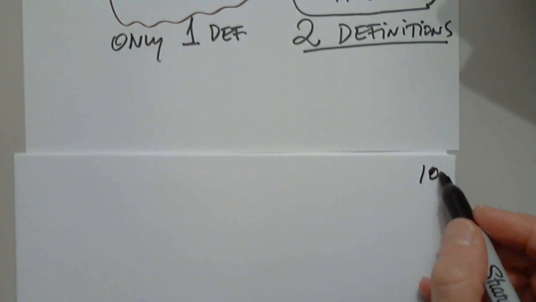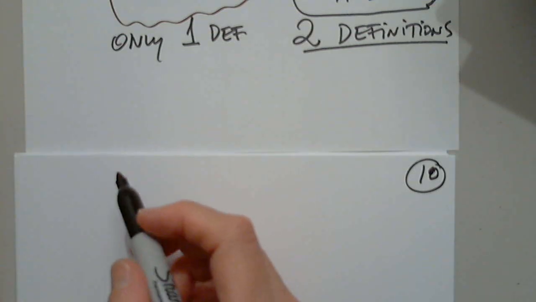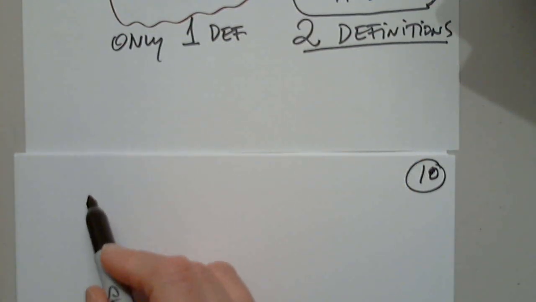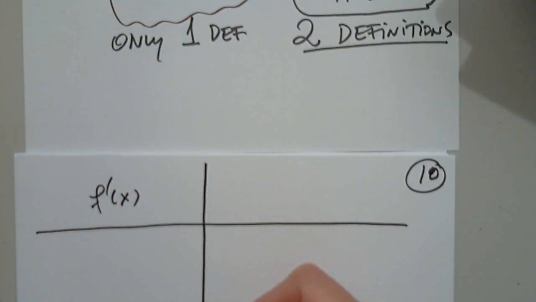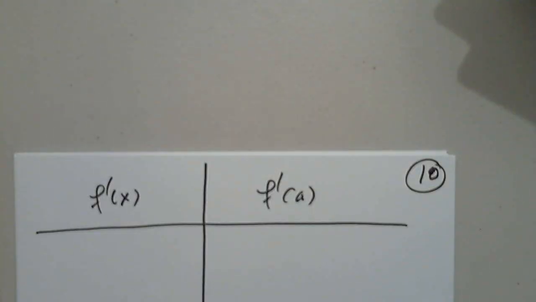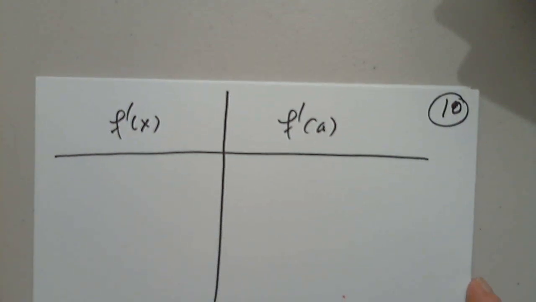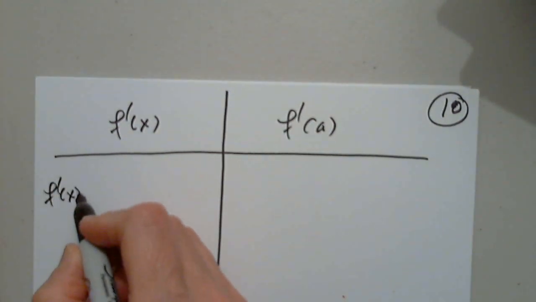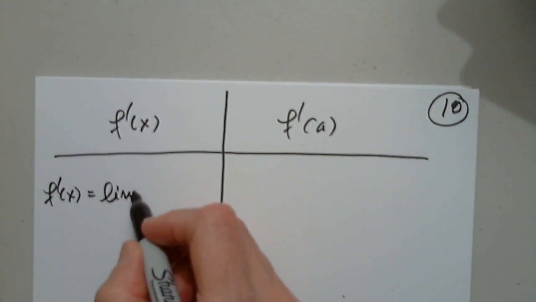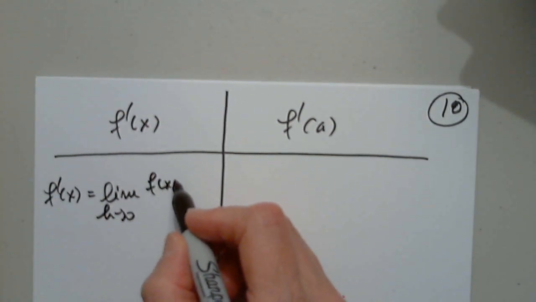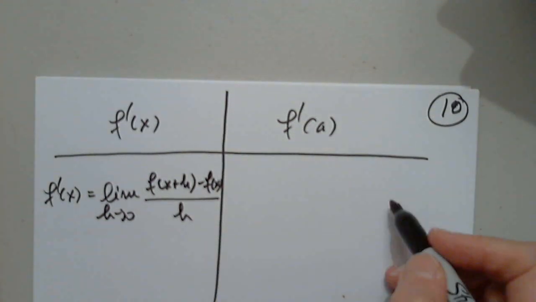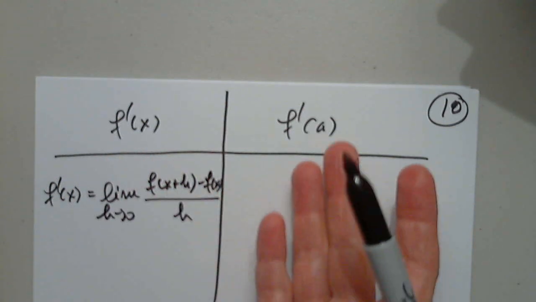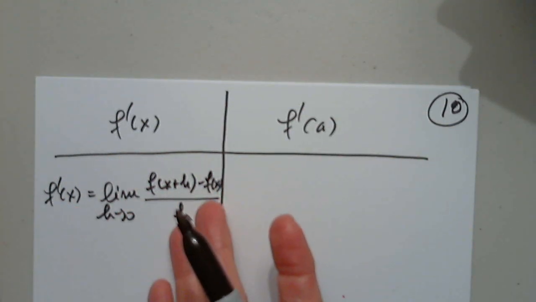So this will be 10, because 9 will be the graph. So I'm going to write them again. So f prime of x and f prime of a. And I'm going to put all definitions together. So this one, I'm not going to ask you because I tortured you enough with this. So limit as h approaches 0 of f of x plus h minus f of x divided by h. And here there are two definitions. One that is identical. Just replace x by a.